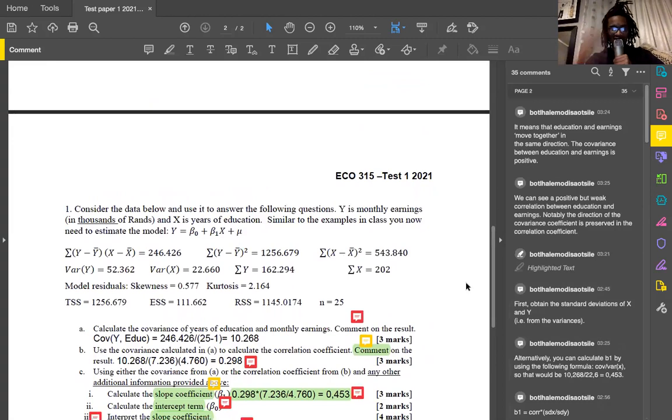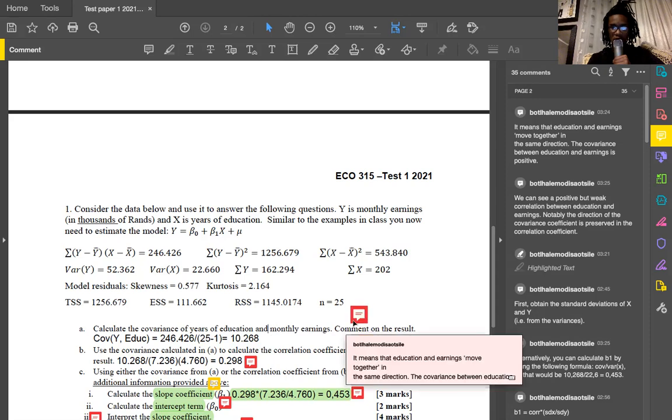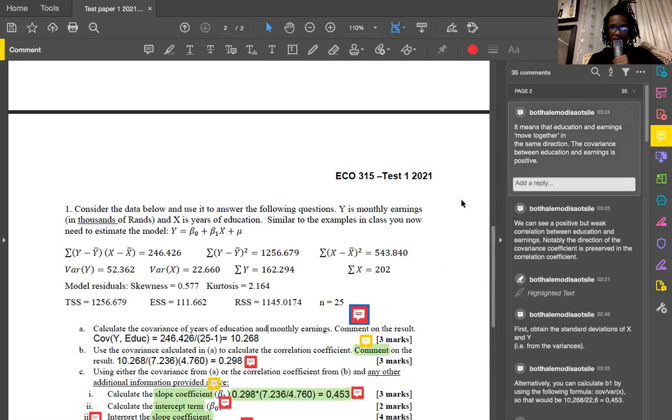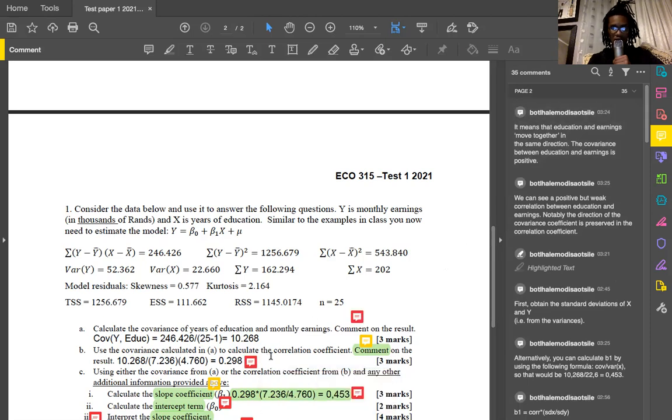So covariance, I think you should be able to calculate that by now. Sorry about that. You should be able to calculate that by now. Substitute your values from the formula sheet, and then you should get an answer of 10.268. Then you comment on the result. This result means that earnings and education move together in the same direction, and the covariance between education and earnings is positive, right? Then let's move on to B.